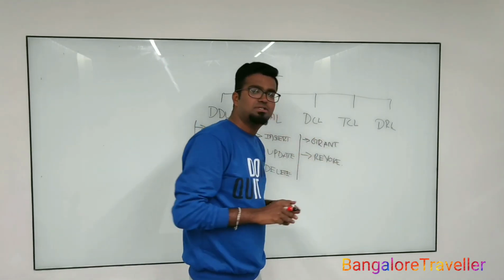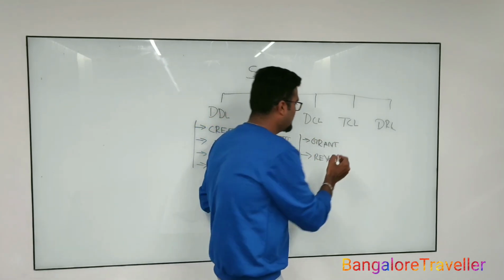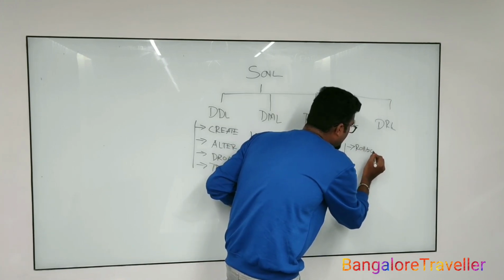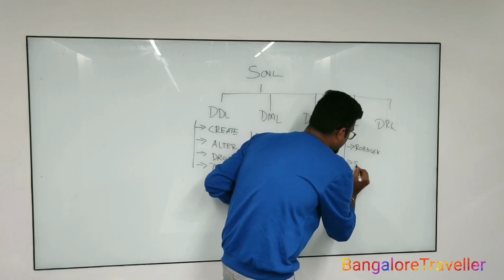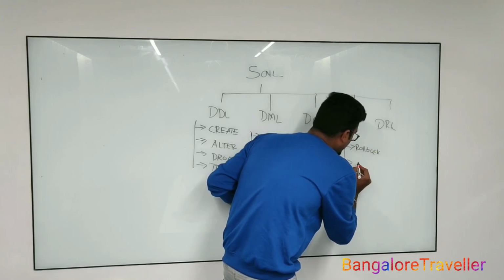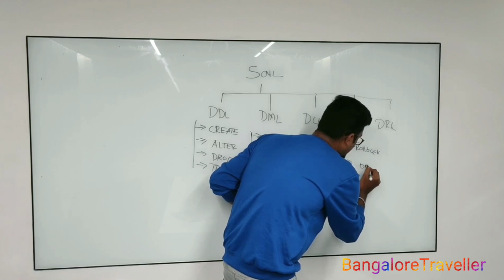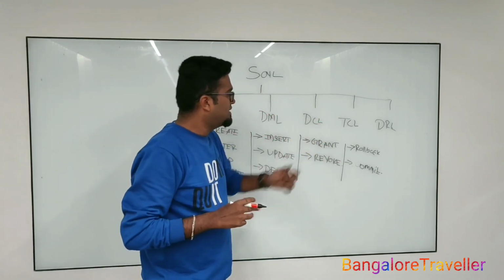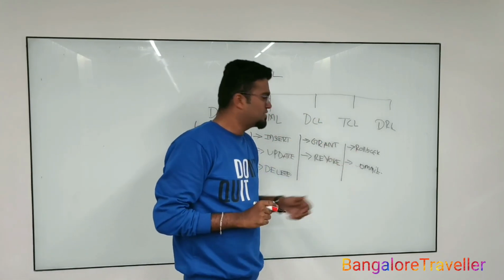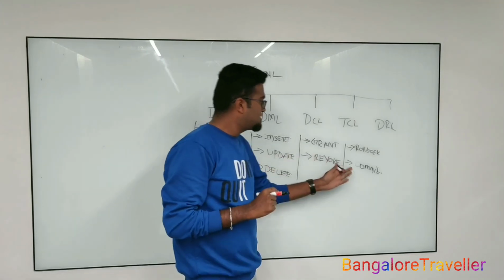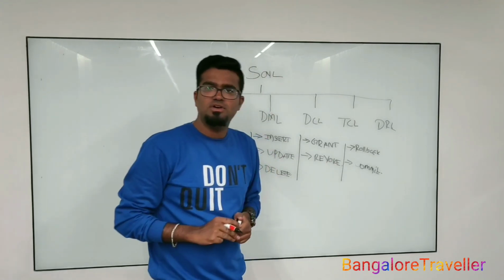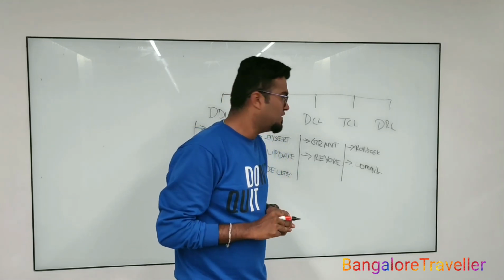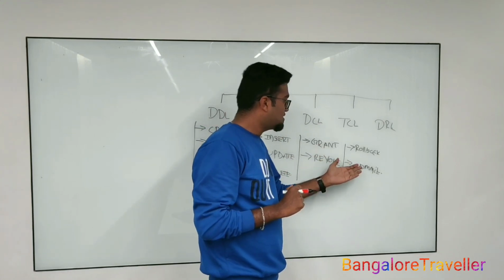And let's see what is TCL. TCL is nothing but transaction control language. The first one is rollback, and the second one is commit. So under TCL we have commit and rollback. What is commit? If you are running any query or any transaction and it has to be saved permanently to the database, at that time we can use the command called commit.